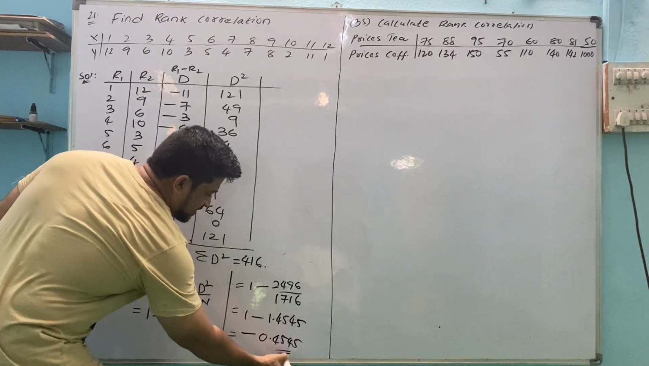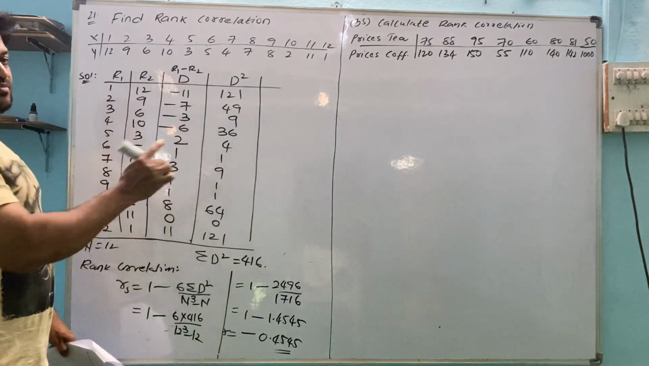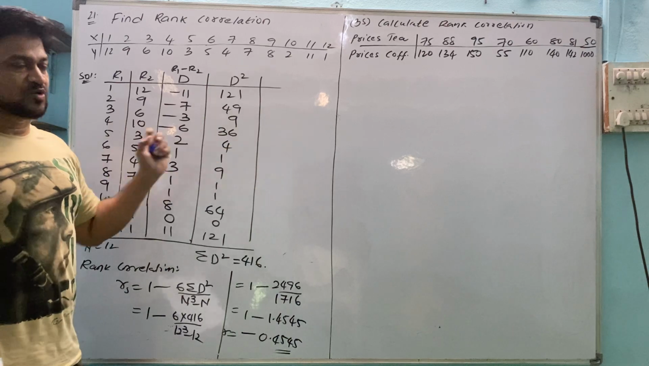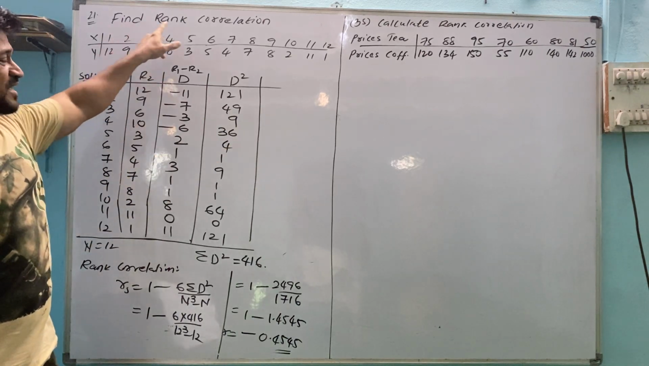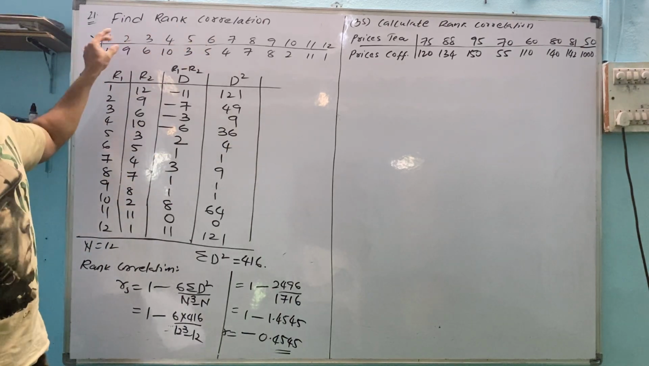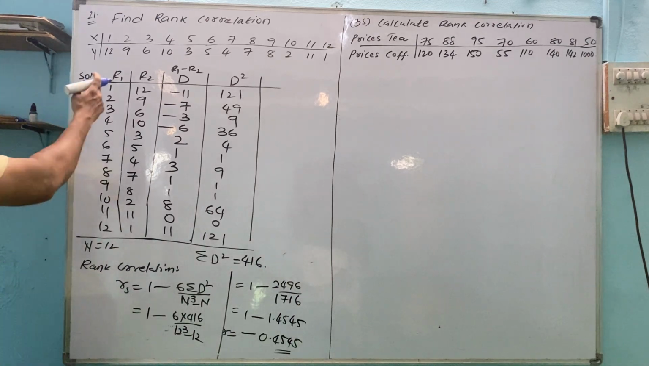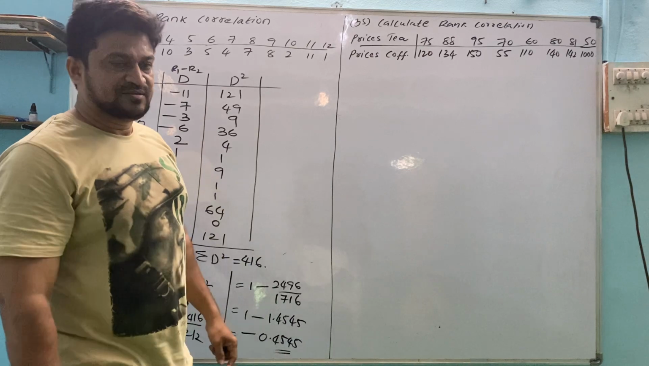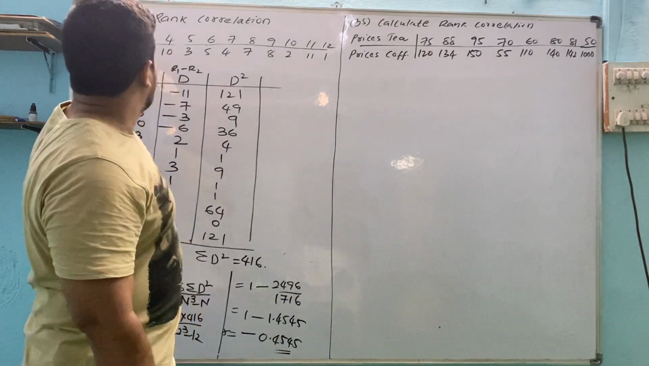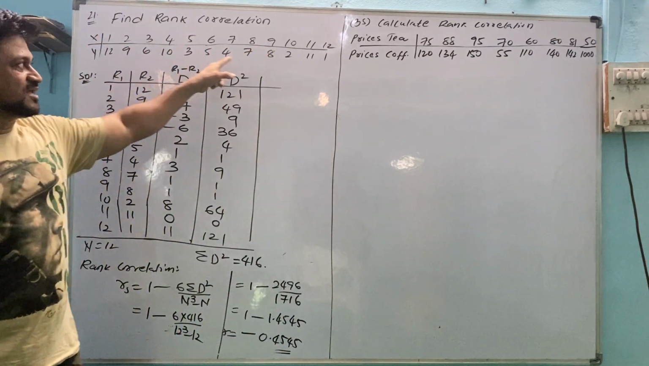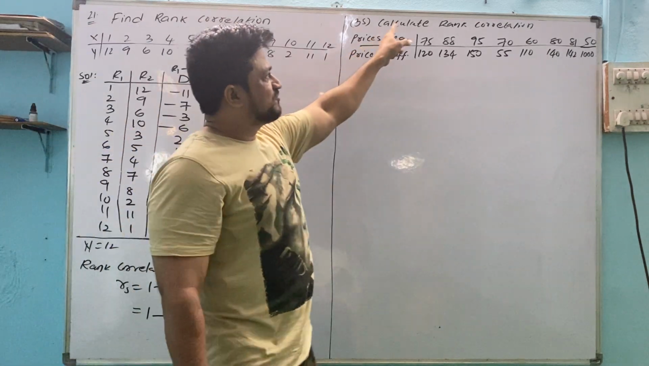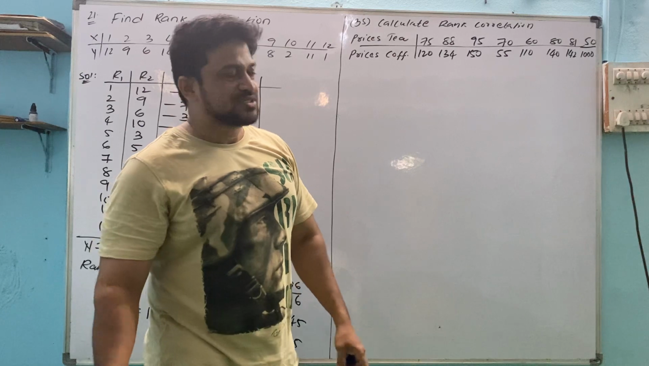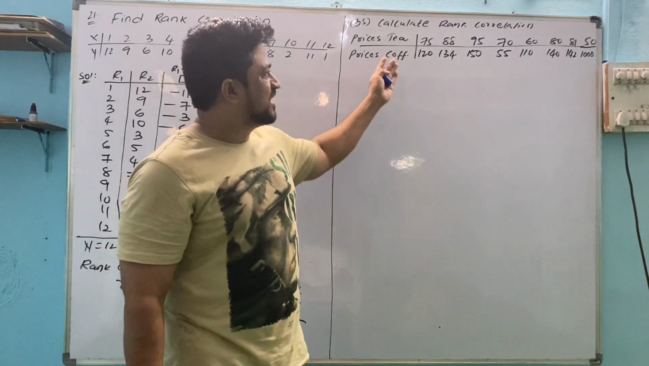The reason for doing both problems on a single board is to show the difference between these two problems. In one problem, find the rank correlation, ranks are given to you directly. How do we know that these are ranks? The least value is the first rank, the top rank we can say. 1, 2, 3, 4 ranks are given. Here also ranks seem to be given. But in this case, to find rank correlation, I can't consider these values to be ranks, because the least value should be 1. We don't find any 1 here.